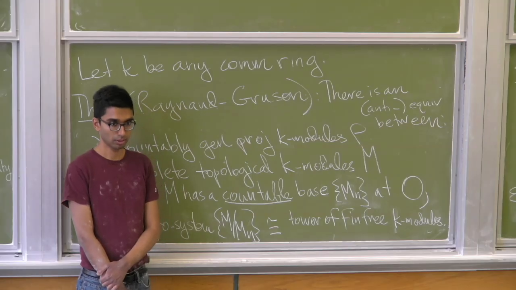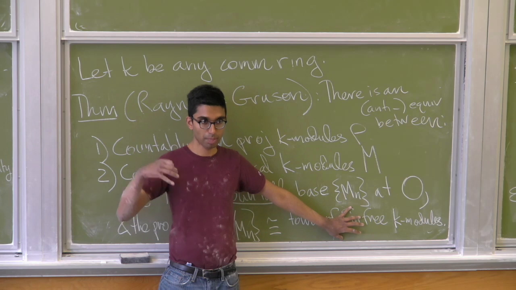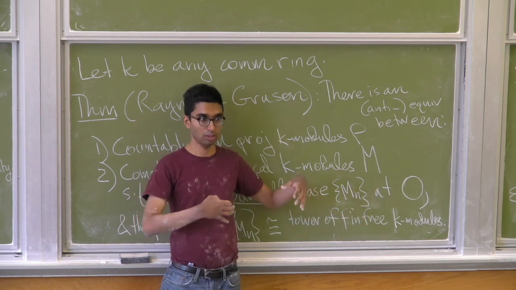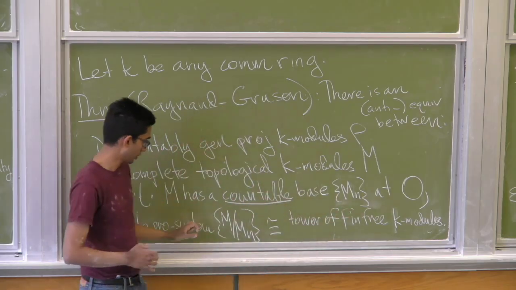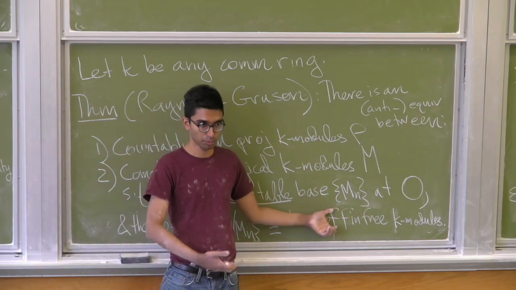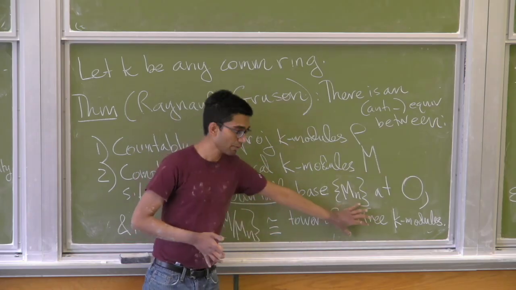This is the trick. Right, so it's important. So this is a tower of finite free K modules. The maps are not required to be surjective, but they will satisfy, because being surjective is not a condition at the level of pro systems, but this Mittag-Leffler condition is a condition at the level of pro systems. So you'll have the Mittag-Leffler condition.